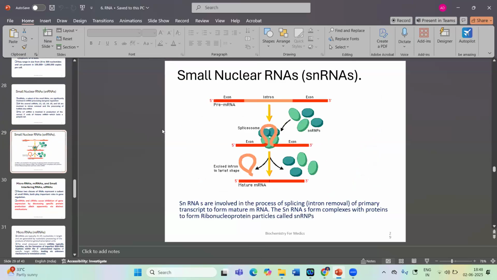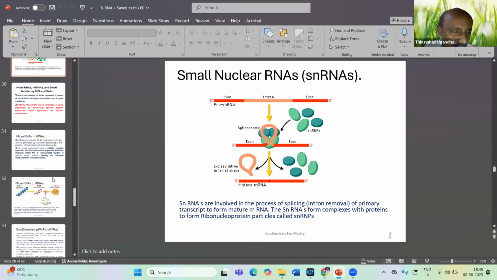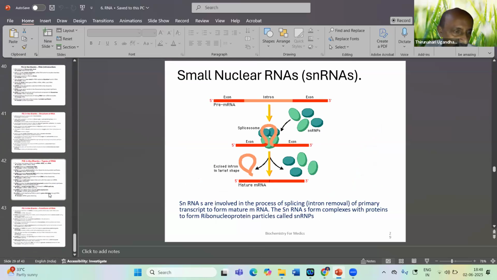This is also small nuclear RNA. This is an RNA. Lastly, we are completing the topic.